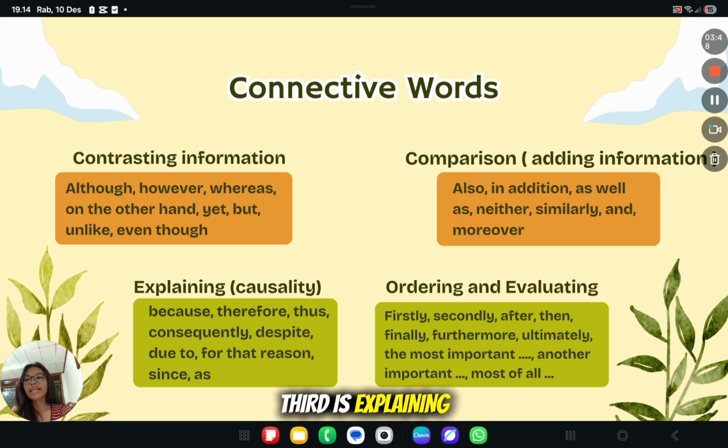Third is explaining or causality: because, therefore, thus, consequently, despite, due to, for that reason, since, as. And last, ordering and evaluating: firstly, secondly, after, then, finally, furthermore, ultimately, the most important, another important, most of all.